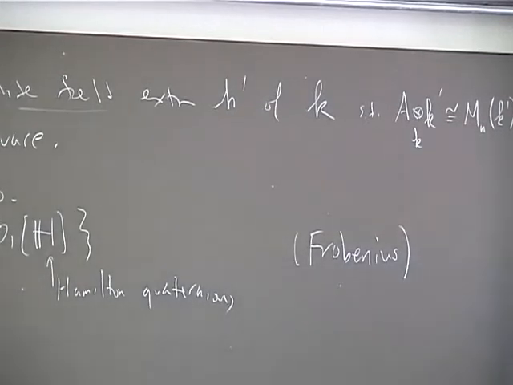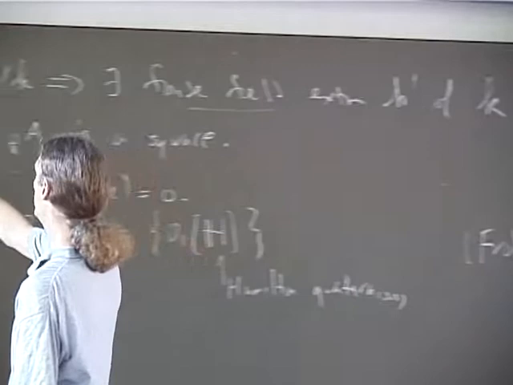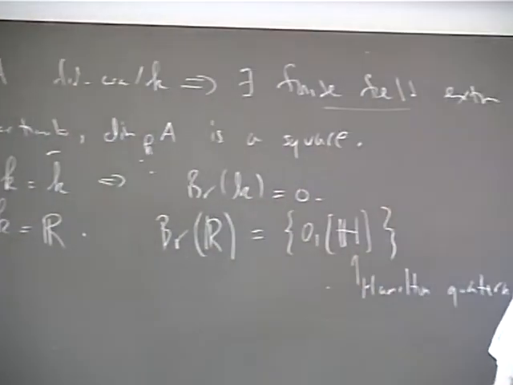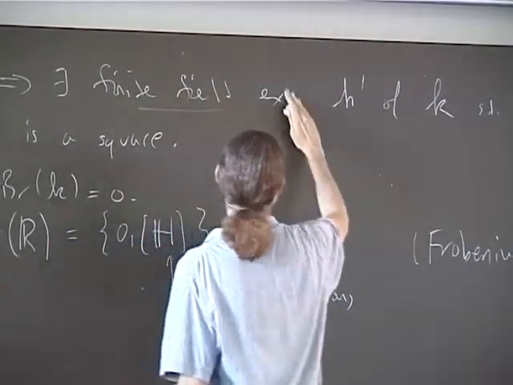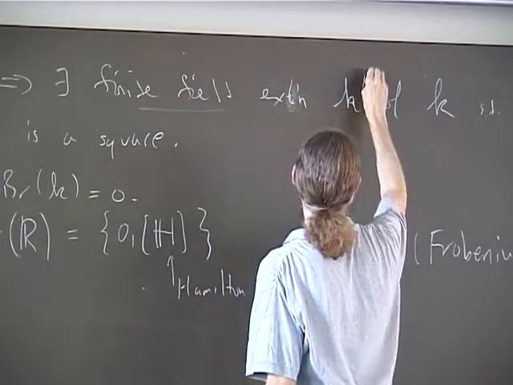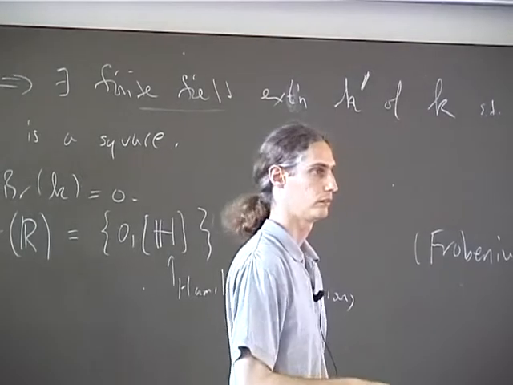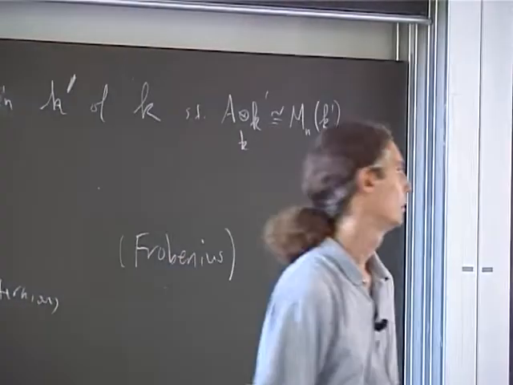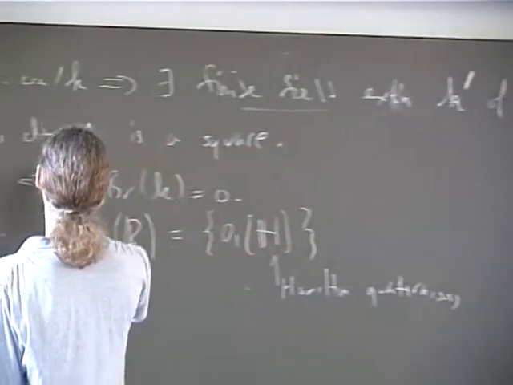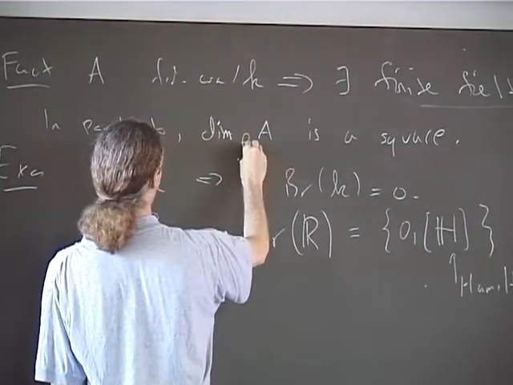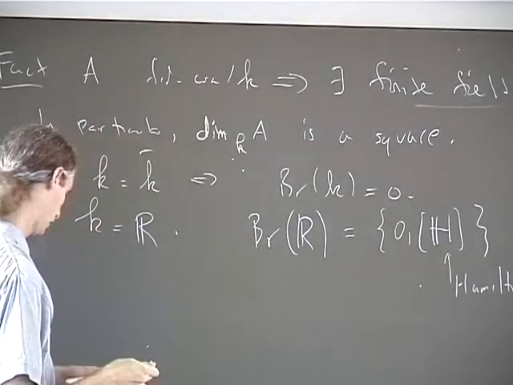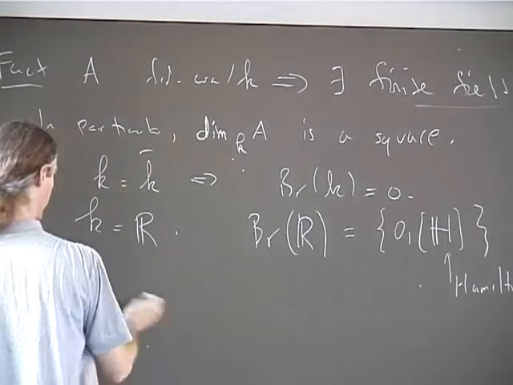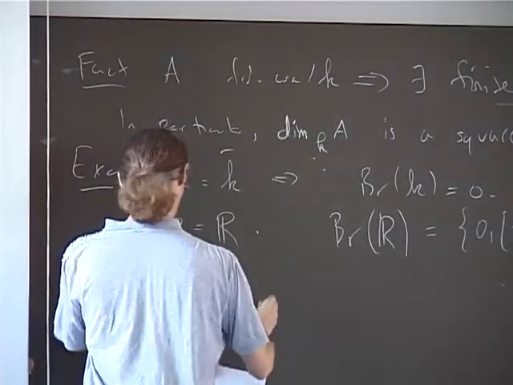No, sorry. Oh, sorry, this is a complete mess. If A is a finite dimensional central simple algebra, then there's a finite field extension K prime of K. The line after that: in particular, the dimension of it is a square. Okay, so I really should have covered more.